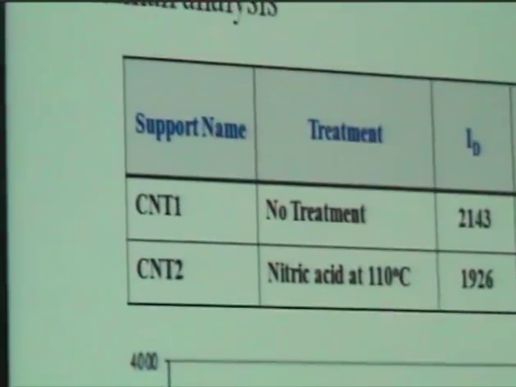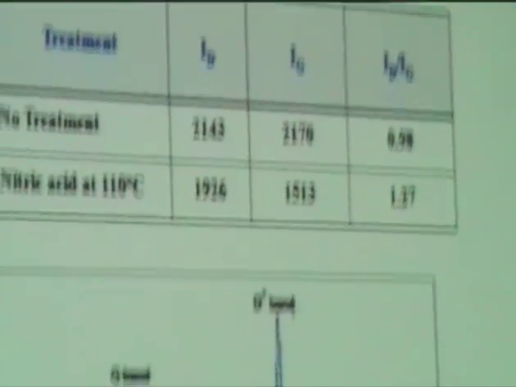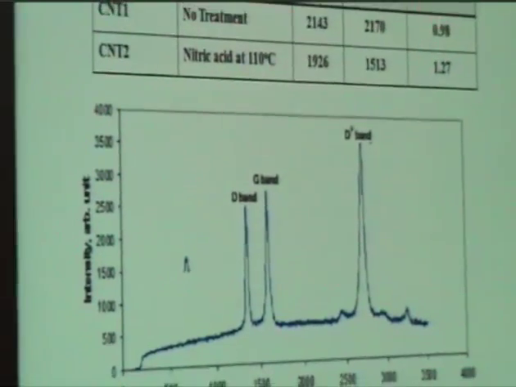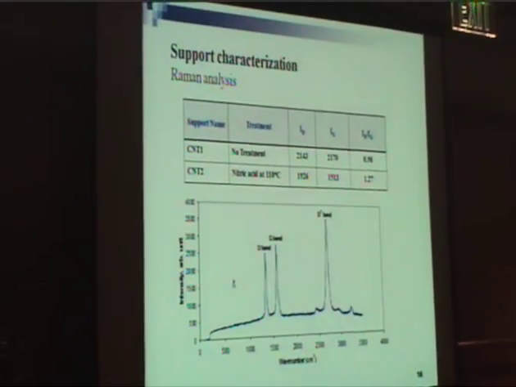And also after acid treatment, we have done Raman analysis. We can see that there is an increase in the ratio of defect to graphite. So it shows that acid pretreatment can introduce some defects and functional groups on the nanotubes.